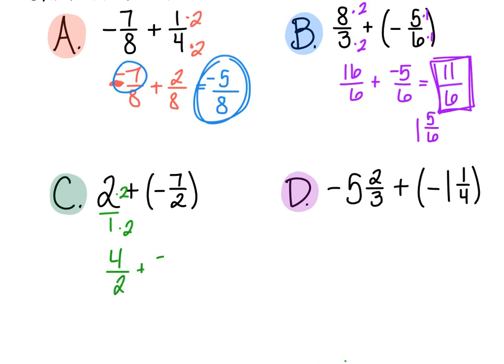Plus -7/2. So we've got different signs. Just looking at the top numbers here, we have different signs, so we're going to subtract, keep the sign of the larger number, which makes it -3/2. And again, you can just leave that as a reduced improper fraction.